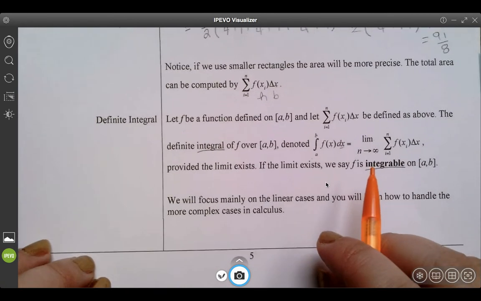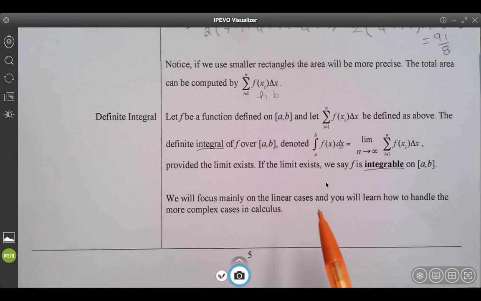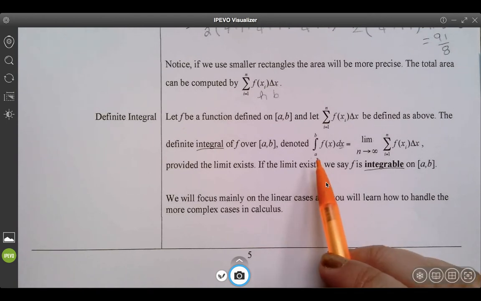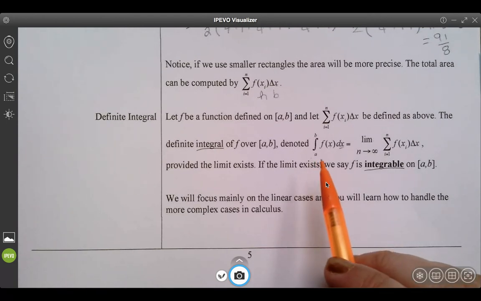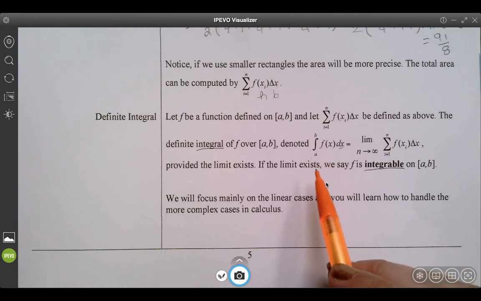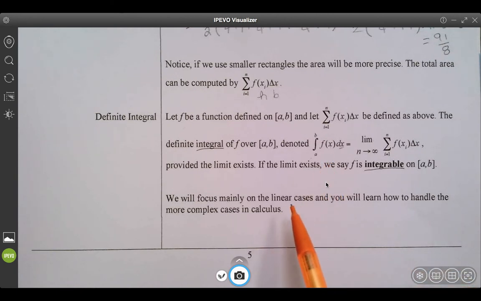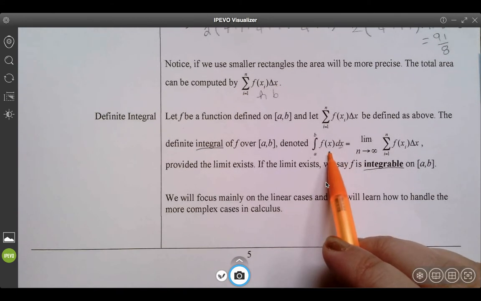We will focus mostly on linear cases. So when we're calculating these integrals, right now I'm just kind of defining it, setting the groundwork for calculus. So we're going to focus mostly on linear cases, meaning that you just have to know how to calculate the area under a curve. Really, when I'm asking for an integral, I'm asking for the area under a curve.